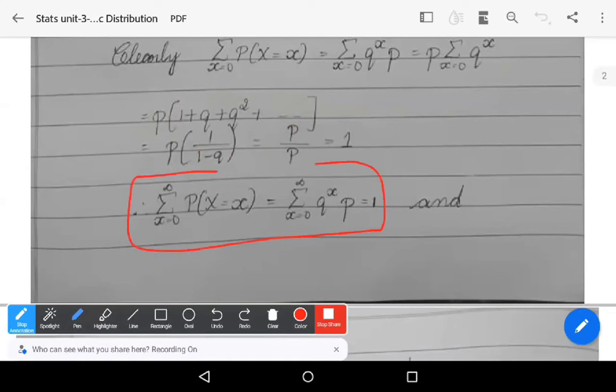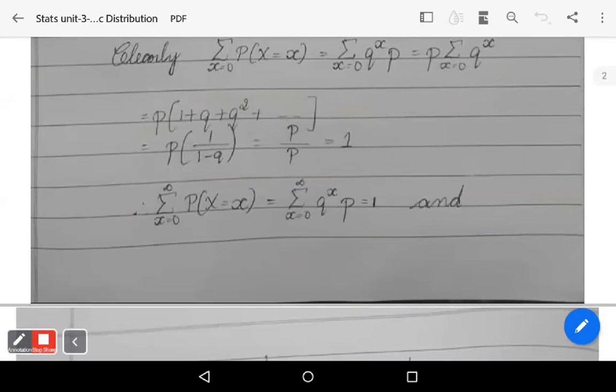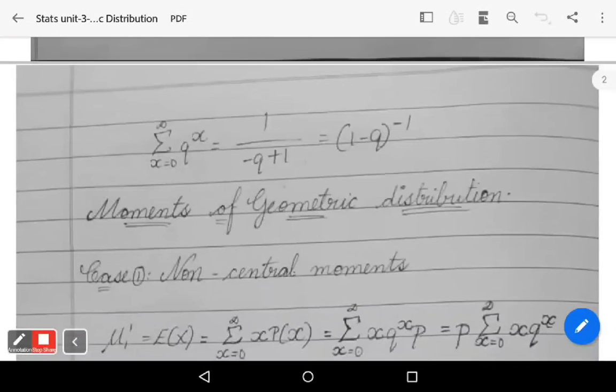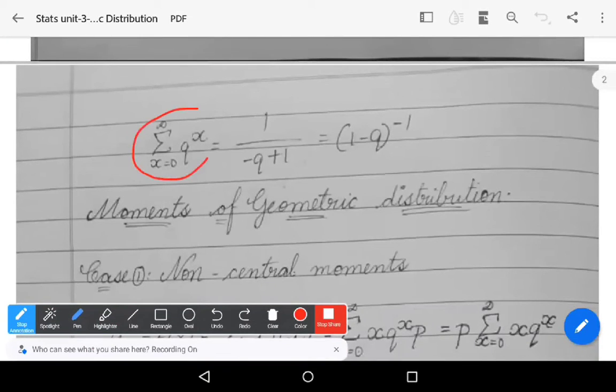Summation X equal to 0 to infinity P of capital X equal to small x, which is equal to summation X equal to 0 to infinity Q power X into P, is equal to 1. That's it. And let us see the next one. Summation X equal to 0 to infinity Q power X is equal to 1 by 1 minus Q. That is nothing but 1 minus Q whole power minus 1, which is the binomial expansion for negative index. That's it. This is the definition of geometric distribution.